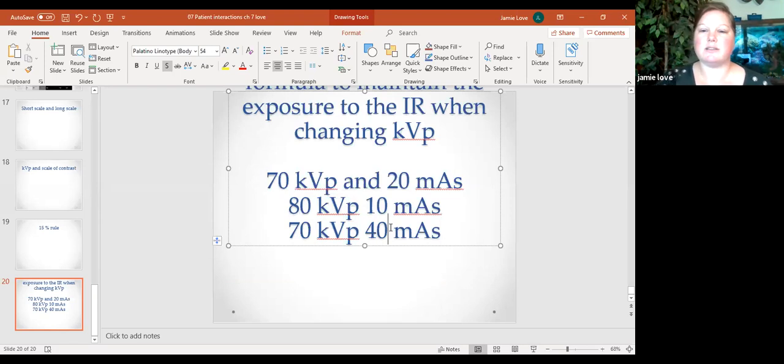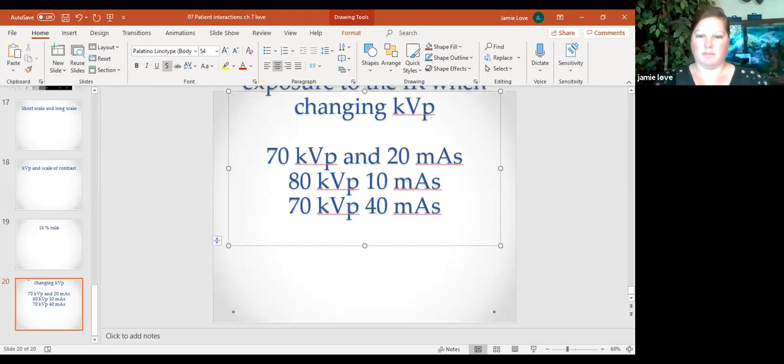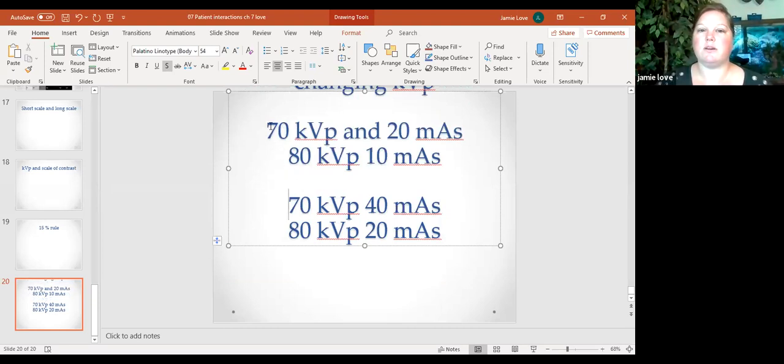Let's do a different one to say, what else could we do that could be the same as 40 mass? We could say 80 KVP and 20 mass. These last two have the same amount of photons. The first two, same amount of photons. Because if you go up in KVP, you're essentially doubling the photons coming through. So to keep it the same, we half the mass.